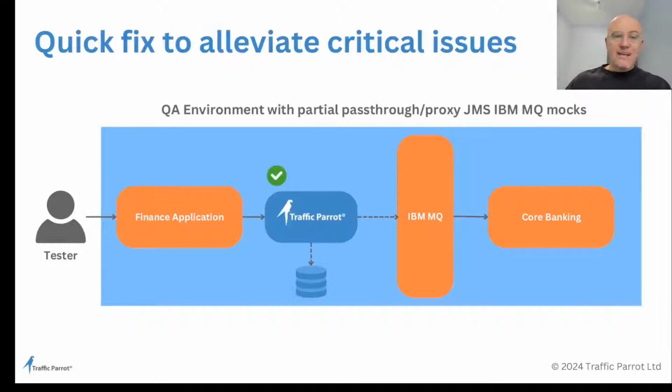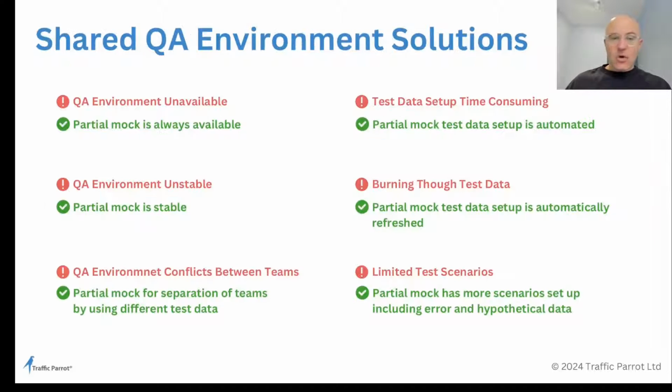Okay, so in order to have this quick fix to alleviate these critical issues, we're going to implement partial pass-through or proxy JMS IBM MQ mocks with Traffic Parrot. So the finance application will be connecting to Traffic Parrot, which will be proxying traffic to this IBM MQ broker and sometimes returning the mocked data. Okay, so why is that good?